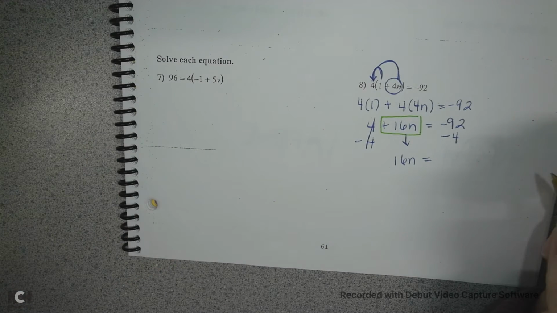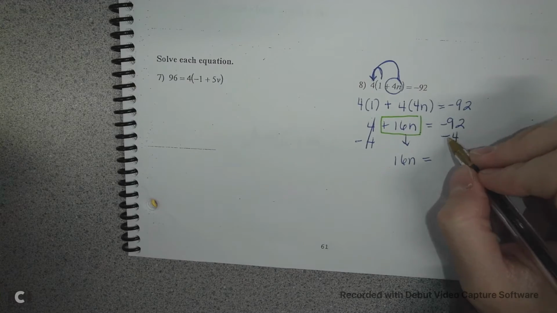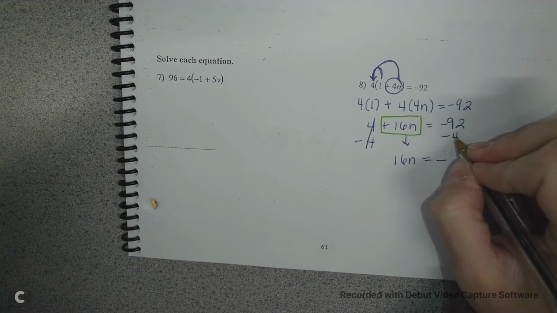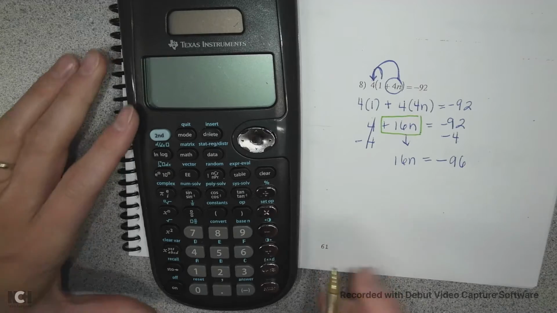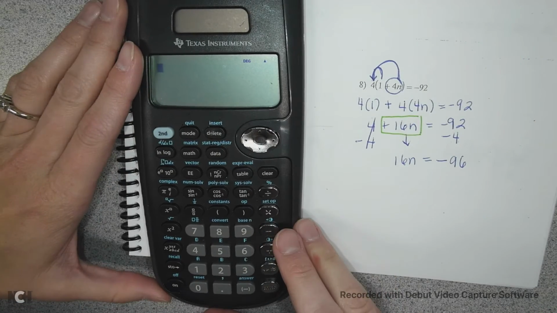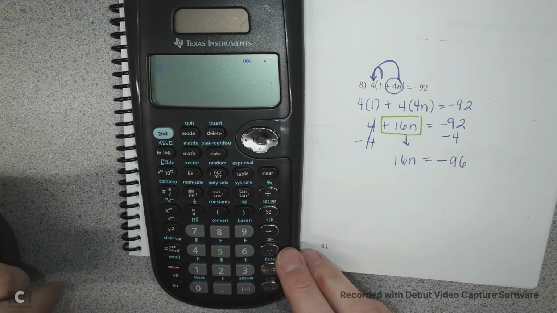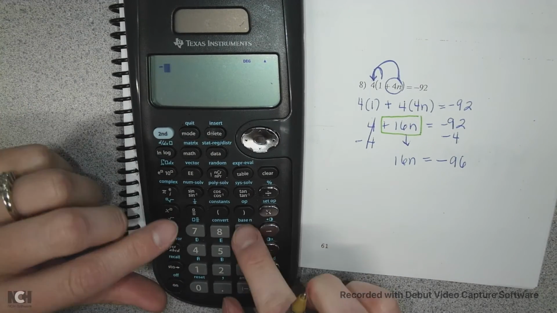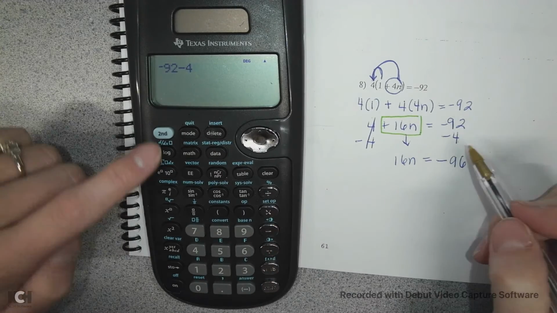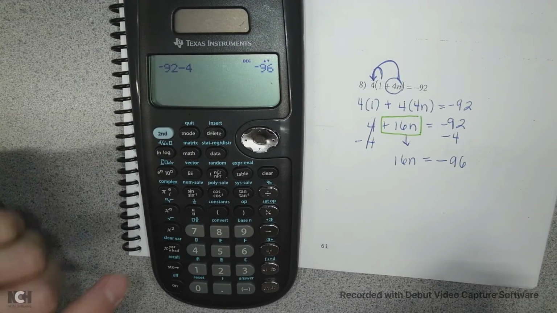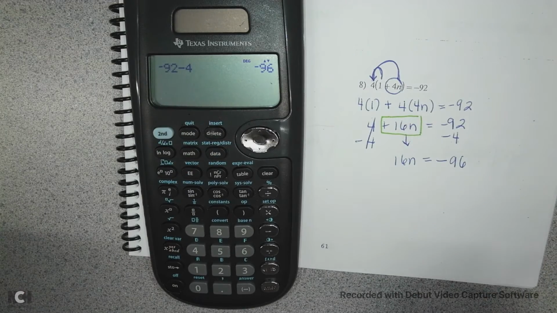92 minus 4. Since these guys are both negatives, we're actually going to add our numbers and get a bigger negative, so negative 96. If you're not sure, please use a handy-dandy calculator. That's why we have them, and we really encourage you to use these. You're not dumb for using a calculator. So I'm just going to check my work. Oh yeah, good. I did it right, negative 96.